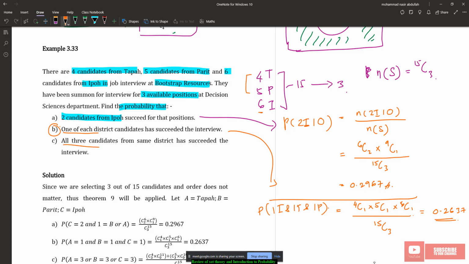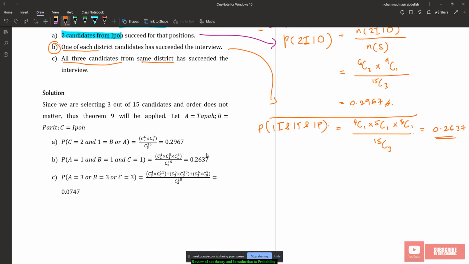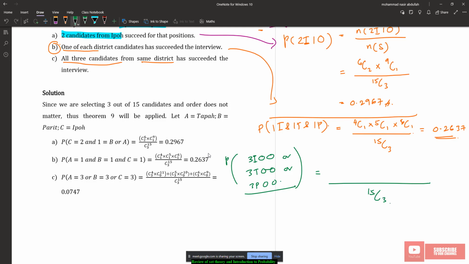Now, all three candidates from the same district succeed in the interview. So in this case, let's say either 3 from Ipoh and 0 from others, or 3 from Tapa and 0 from others, or 3 from Parit and 0 from others. This is what we want to find, the probability of this. So always start with the denominator, 15 choose 3, right?